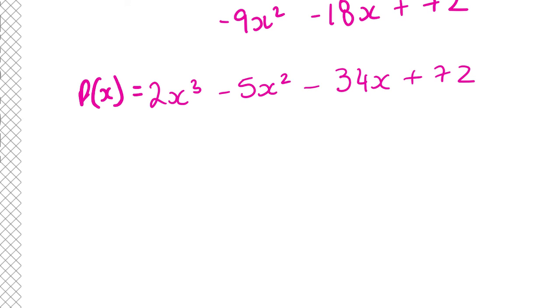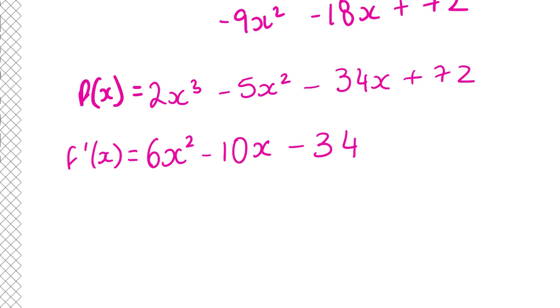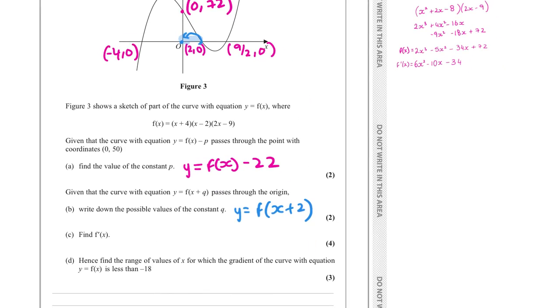So bring the power down. 6x squared, decrease the power by 1. Bring the power down. 10x, decrease the power by 1. Minus 34. So this is what f dash of x equals. We differentiated, right? Yeah. I don't know what the rest of the question is telling me to do.